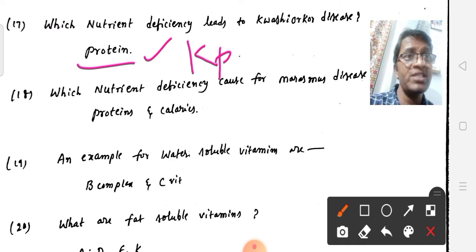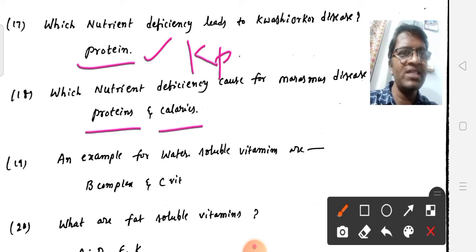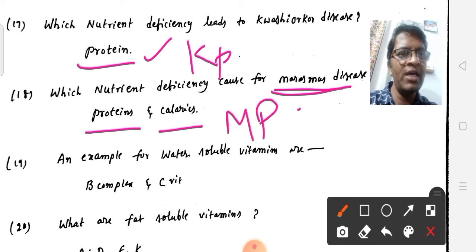Then we can go for 18th bit. Which nutrient deficiency causes marasmus disease? Protein and calorie deficiency leads to marasmus disease. So simply we can remember here MPC. M for marasmus, P for proteins, C for calories.